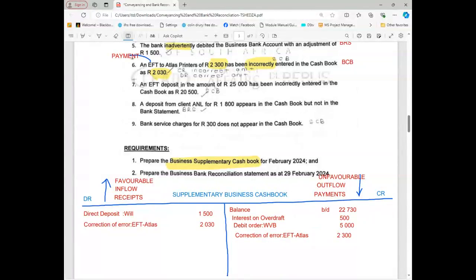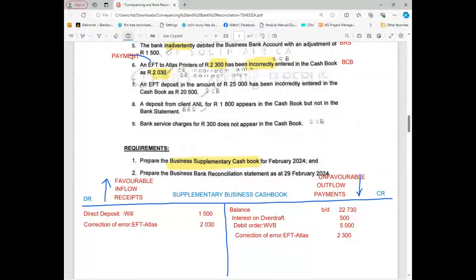But just check the error first so that you can know where to put the incorrect one first. Because if it was a deposit, we were supposed to put this one on the side to cancel. So it depends which one is which. Because this was a payment. If it was a receipt, this one was supposed to come this side and this one to the other side. So it depends. The opposite.